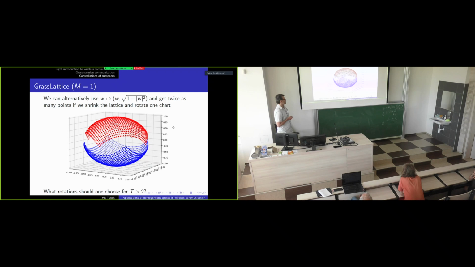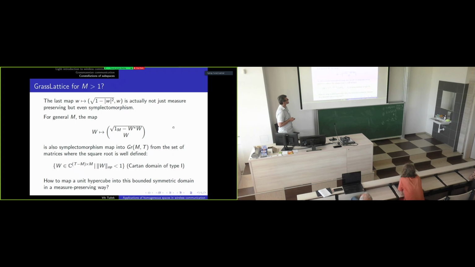But the question is, what kind of rotation should one choose for higher T? When you have CP3 or CP4, it's not really clear how to rotate each chart so that the distance is controlled. The big question here is what can we do for higher Grassmannians?